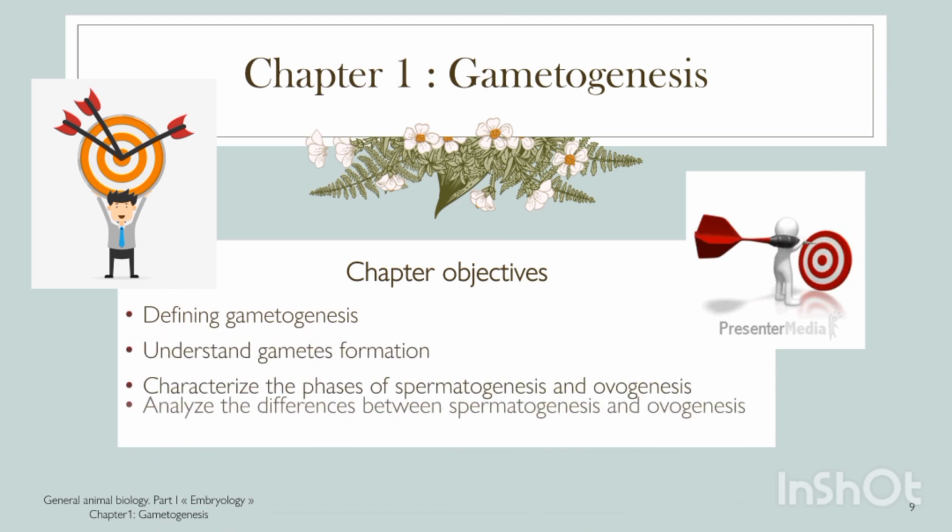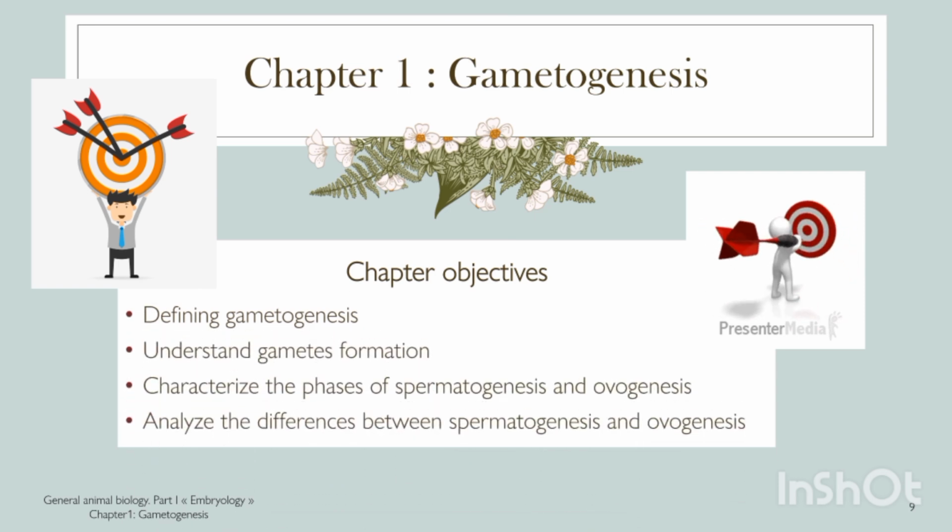Let's talk about the objectives of this chapter. At the end of this chapter, the learners will be able to define gametogenesis, understand gamete formation, characterize the phases of spermatogenesis and ovogenesis, and analyze the differences between spermatogenesis and ovogenesis.